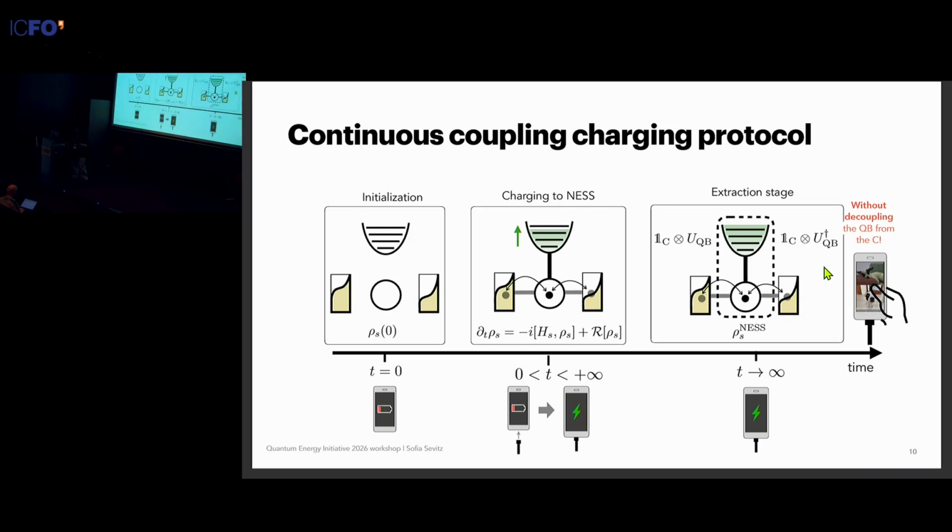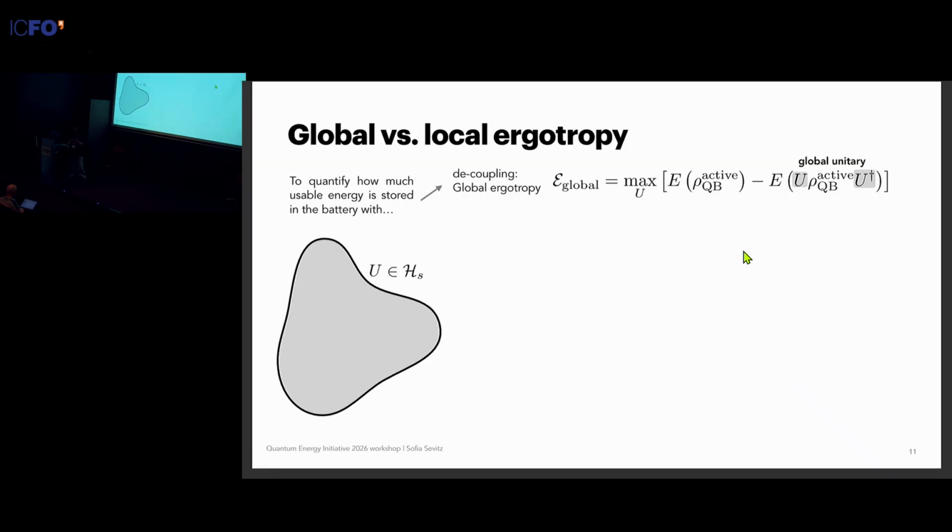And now we have an extraction stage. And this is the crucial part, which I'm going to try to go as slow as possible without losing time. In this case, we don't want to uncouple the charger, right? So we only want to extract energy from our battery, not from our charger. But we have to maintain it coupled. So the unitary that we have to apply to the system is of this form, where we don't do anything to the charger, and we apply some kind of work output to the oscillator, battery, whatever you want to call it.